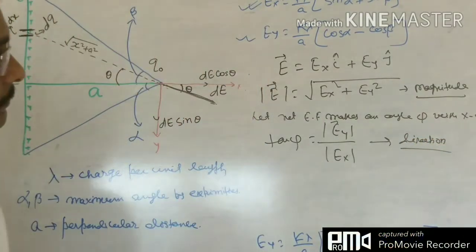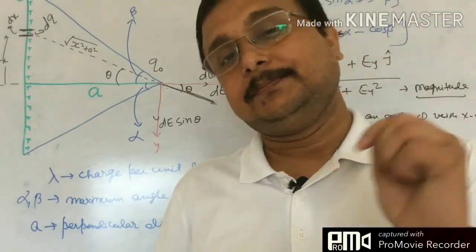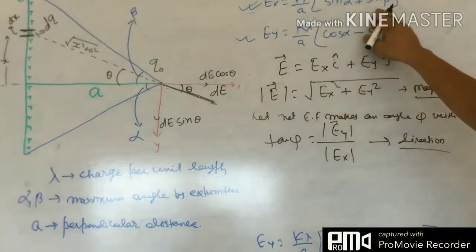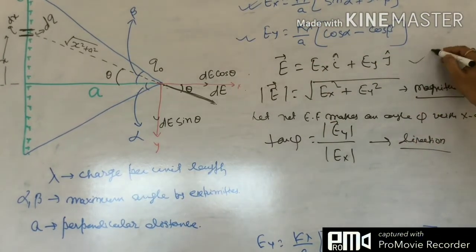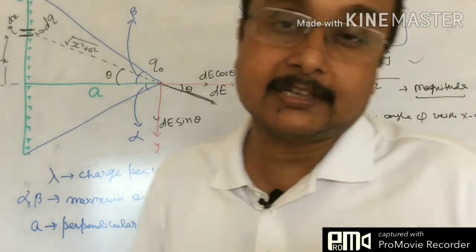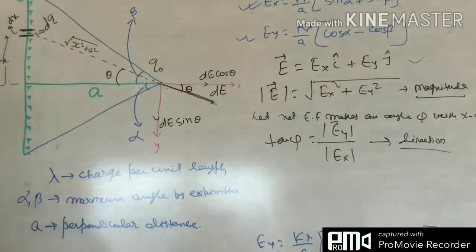Now, if we are given the values of alpha and beta, we can put the values of alpha and beta here, find out Ex and Ey, then find out the value of E. Then we can find out the magnitude of the electric field and the direction of the electric field. In this way we can find out the value of electric field.